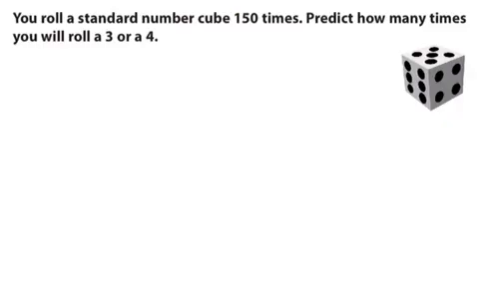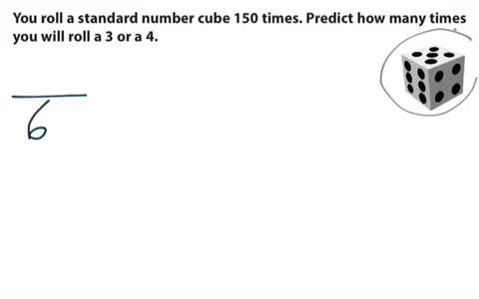All right, you roll a standard number cube 150 times. Predict how many times you will roll a 3 or a 4. A standard number cube, of course, is a die that we're used to. And we know we have 6 sides. I need to get my basic probability. It's got 6 sides on a standard number cube. Predict how many times you will roll a 3 or a 4.